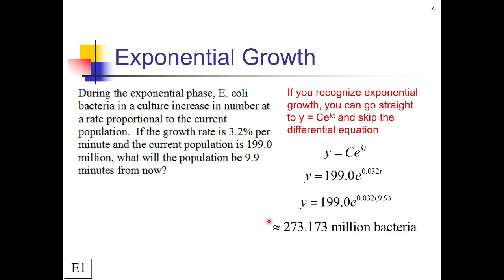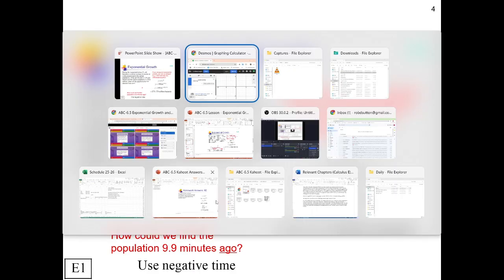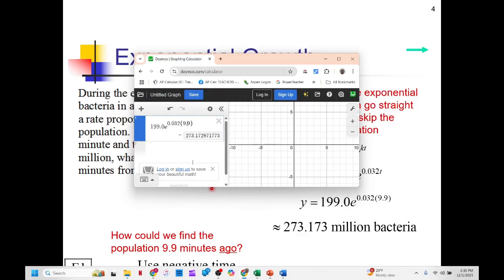So as a follow-up question, what would we do, do you think, if we wanted to find the population 9.9 minutes ago? Pause the video for a quick moment and see if you can puzzle that out. All right, so if we want to go 9.9 minutes ago, we just need to use negative time. So we would do negative 9.9. And if you wanted to do that on the calculator, you could. We could just change this to negative 9.9. And that long ago, we would have had 144.967 million bacteria.